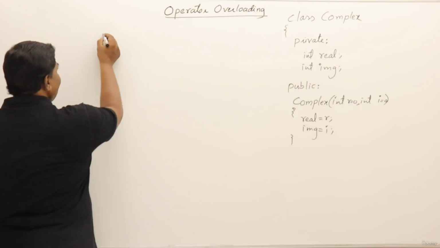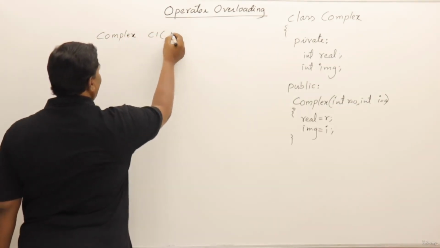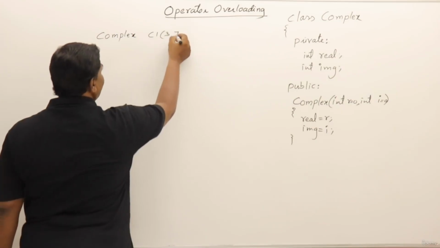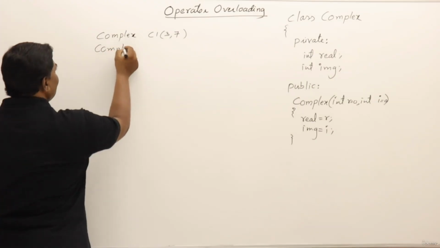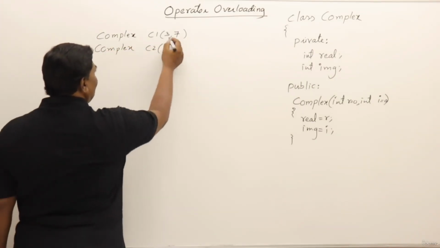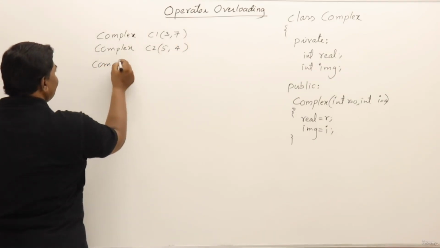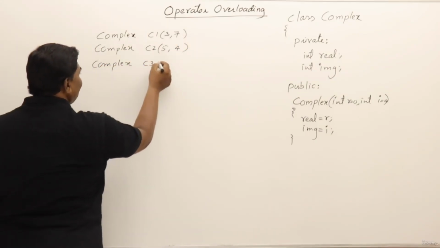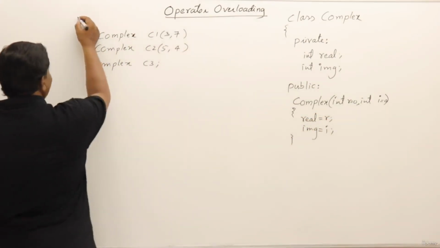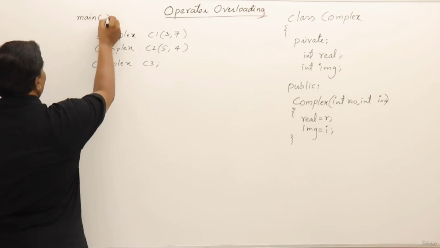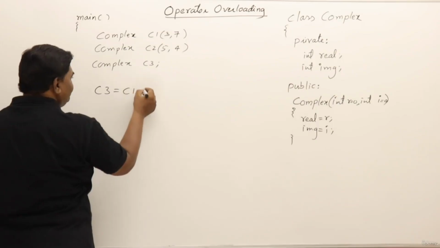See, if I have three complex numbers, complex C1 having values 3, 7. So 3 is the real part and 7 is the imaginary part. Then complex C2, and this is 5 and 4. And also I have a complex number C3 without any arguments, meaning it will be 0, 0. Now assume this is inside the main method. Now what I want is C3 assign C1 plus C2.